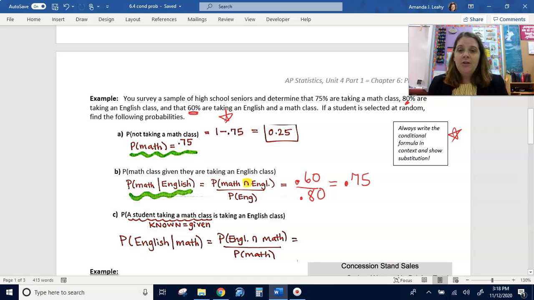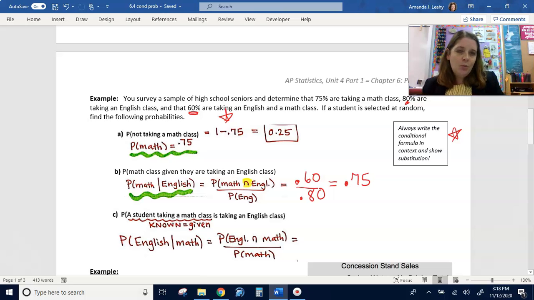Okay? Now, a little quick note here. Do you notice that the math is 75% and math given English is also 75%? In the next lesson about independence, we're going to show that since English didn't change the probability of math, those two things are independent. So, spoilers.